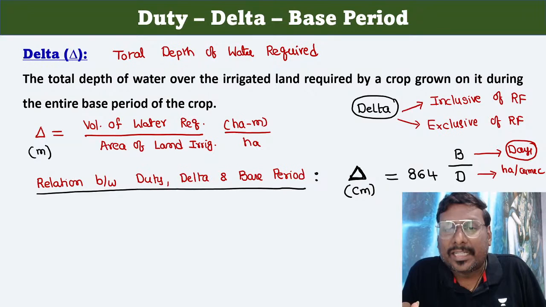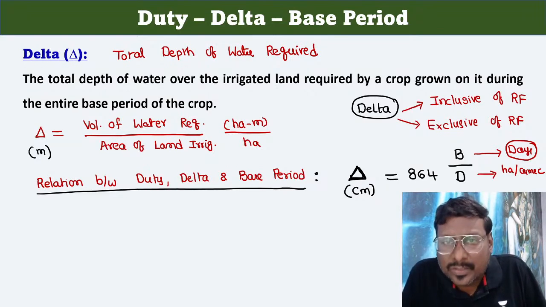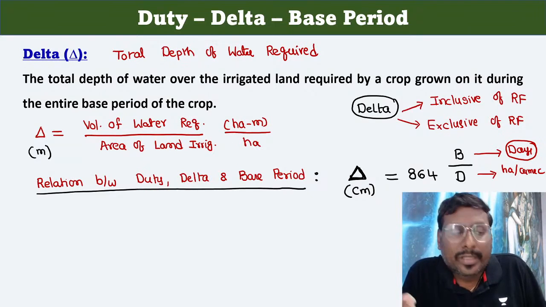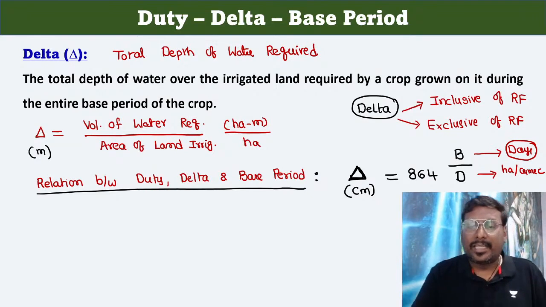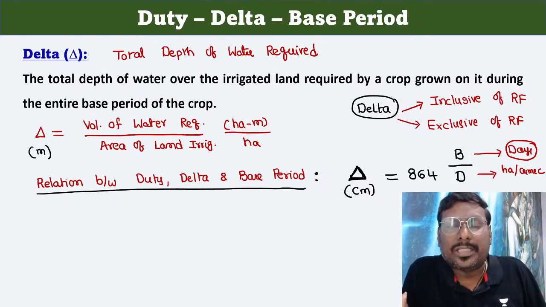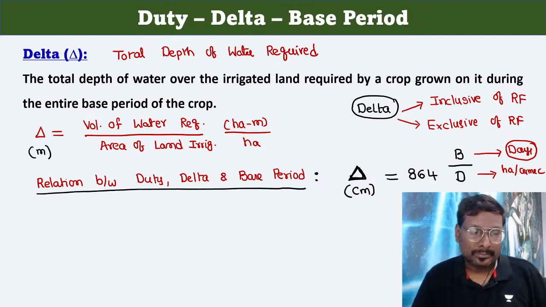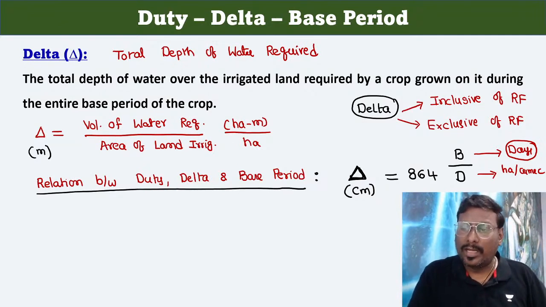If you want delta in meter, it is 8.64 B. As you need in centimeter, it is 864 B. But please understand, don't change the relation. Okay, chalo, we'll move on.